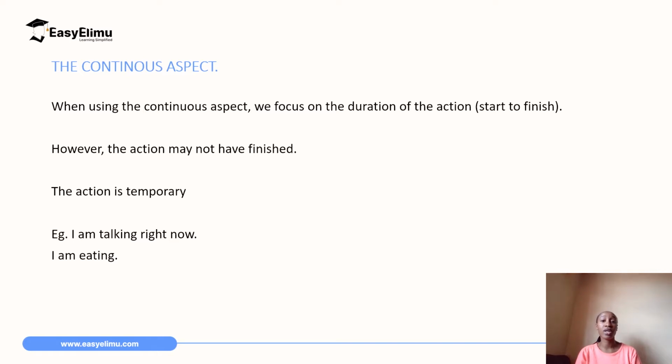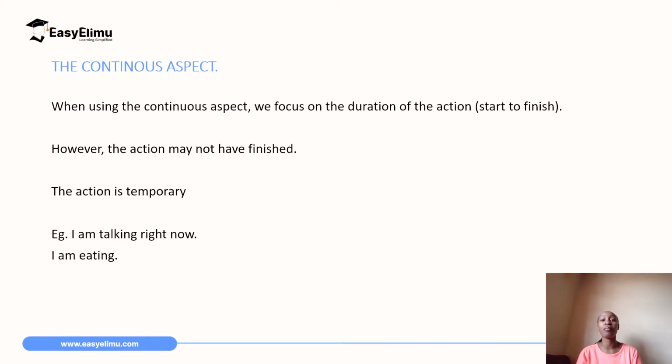So when we are talking about the continuous aspect, we are focusing on the duration of an action from the start to the finish. This, however, does not mean that the action is completely finished. For example, I can say, I am teaching. That shows us that right now, as I speak here, I am teaching. So I have started the action of teaching and I am still doing it. I have not yet finished, but it is also not a permanent thing. I will finish at some point because I can't teach forever. So I am teaching right now, but I will finish teaching.